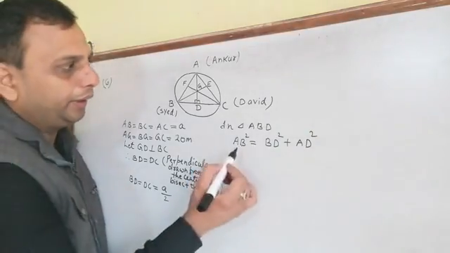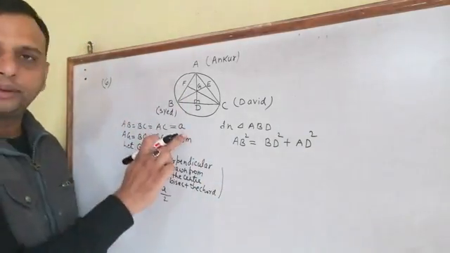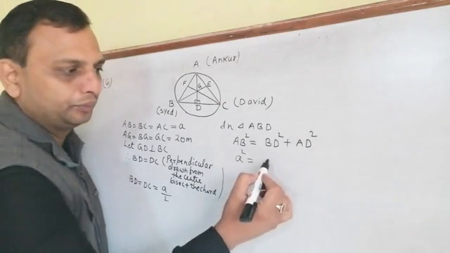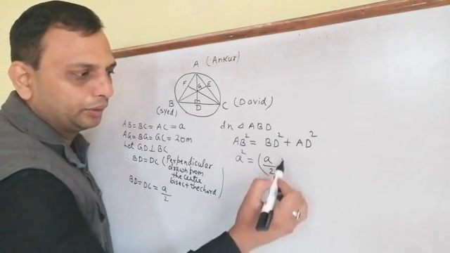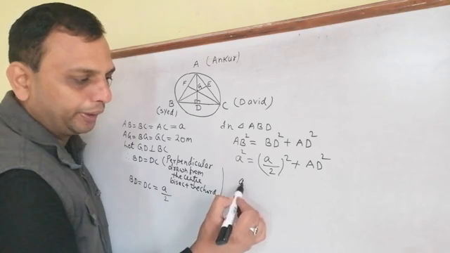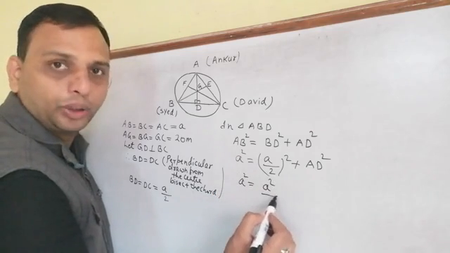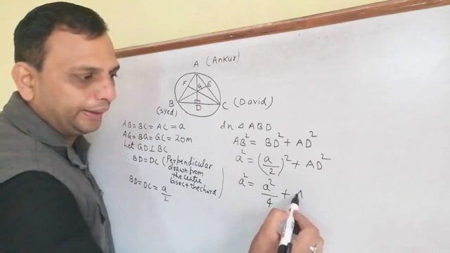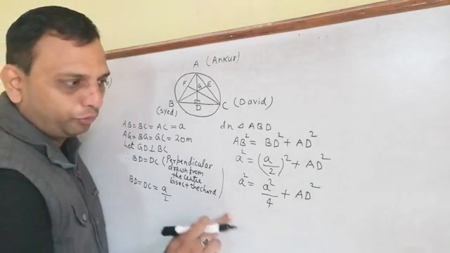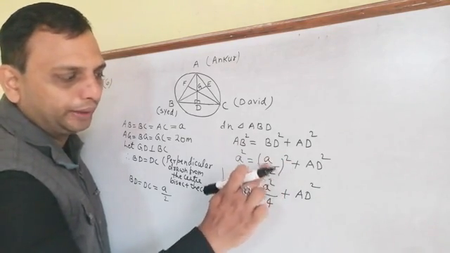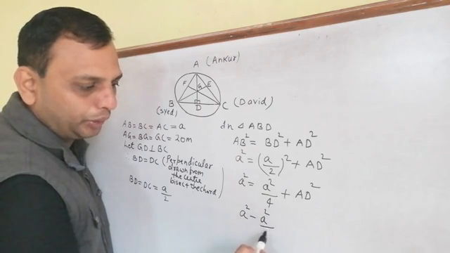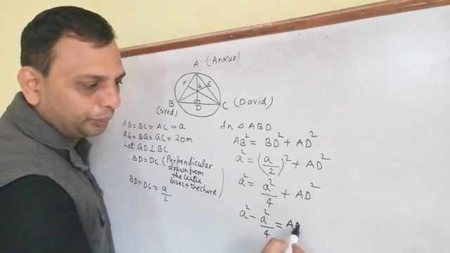So AB, I have already told, is equal to a square. BD is a upon 2, so a upon 2 whole square plus AD square. So this will be equal to a square upon 4 plus AD square. Now we will find the value of AD. So a square upon 4, a square of the a is 2, a square 2 is 4.